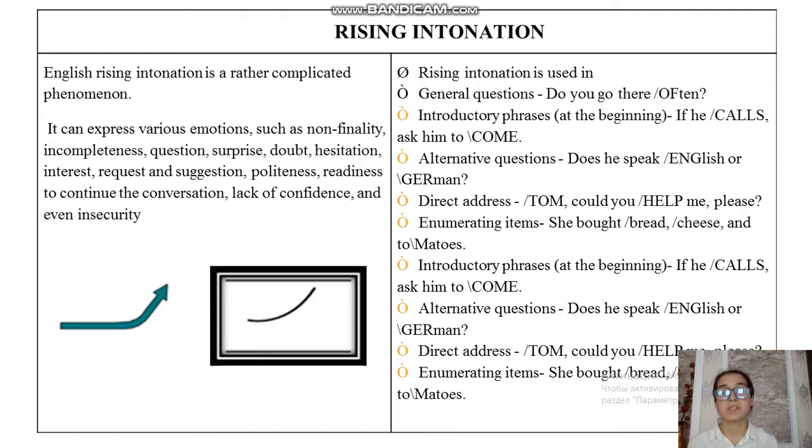First is rising intonation. What is it? Rising intonation expresses various emotions: surprise, doubt, hesitation, request, suggestion, etc. And rising intonation is used in general questions, introductory phrases, alternative questions, direct address, and enumerating items. And here, given pictures of rising intonation, it will be easy for you to understand it.